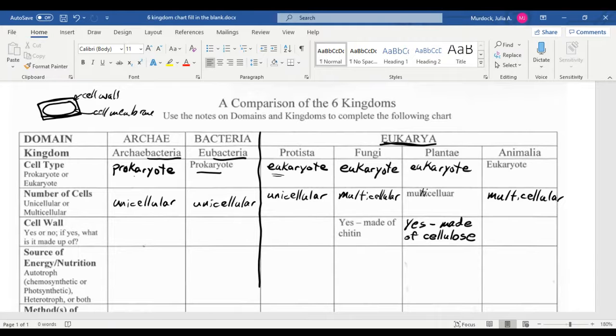Okay, so animals, do we have cell walls? No, that would make moving very difficult, wouldn't it? No cell walls in animals. Very good. Okay. What about bacteria cells? What do you think?